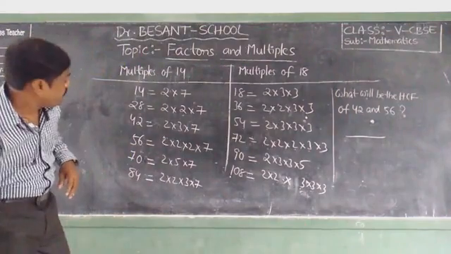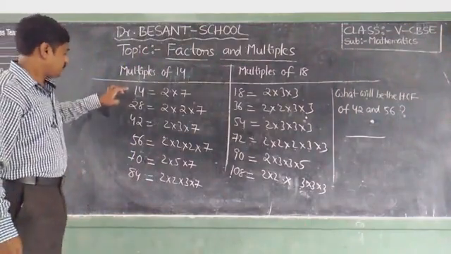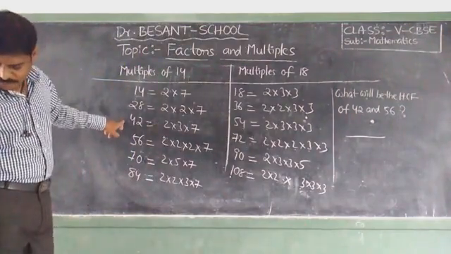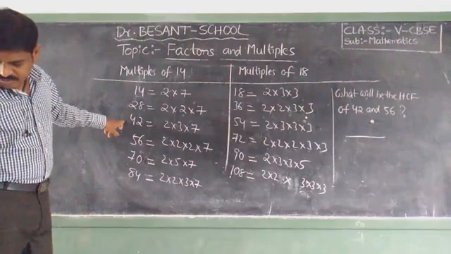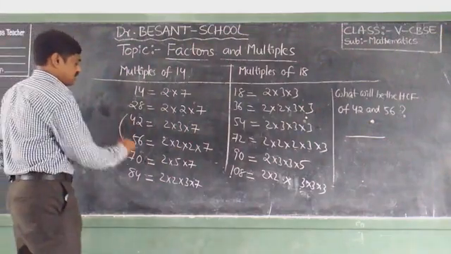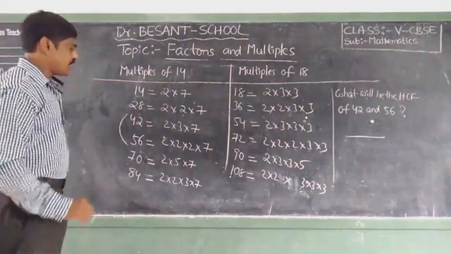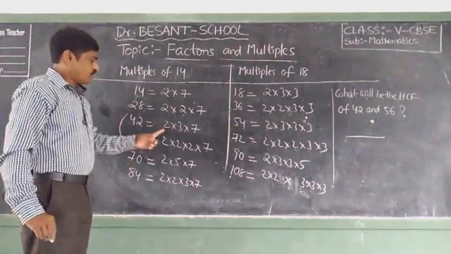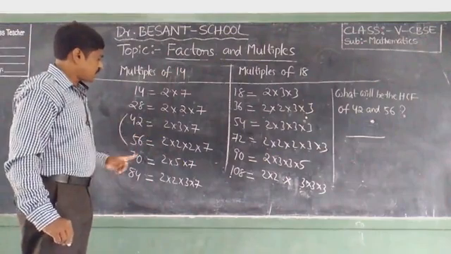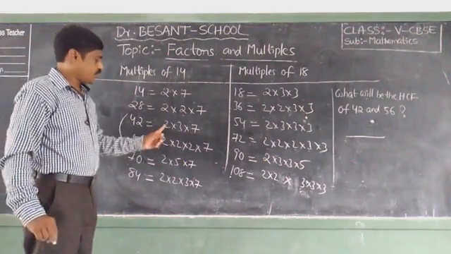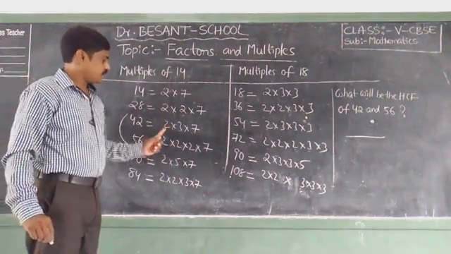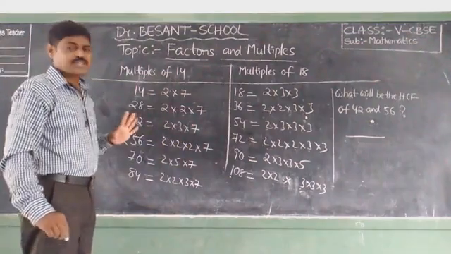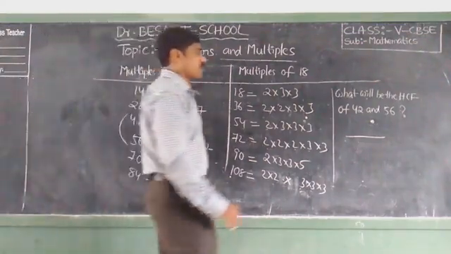Then 42 and 56. The highest common factor. Okay. 14 is the highest common factor. Here 2, here 7. 2 sevens are 14, which is the highest common factor.